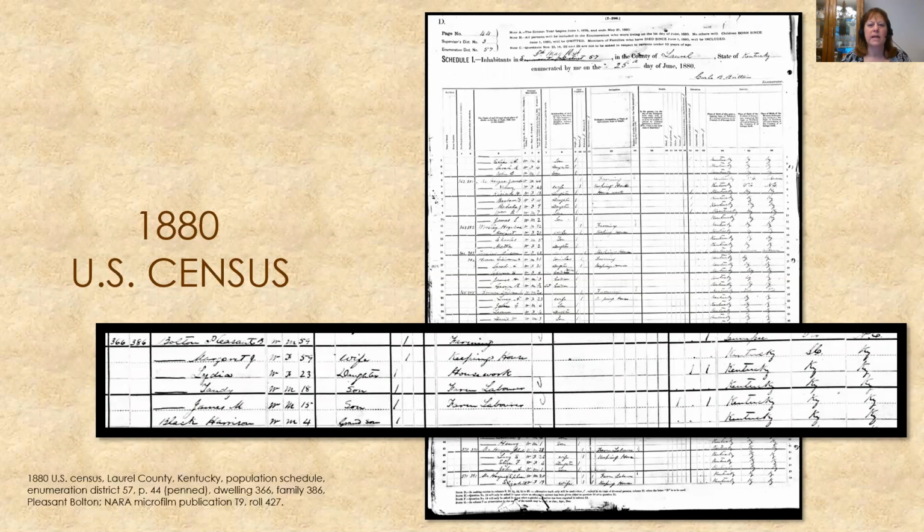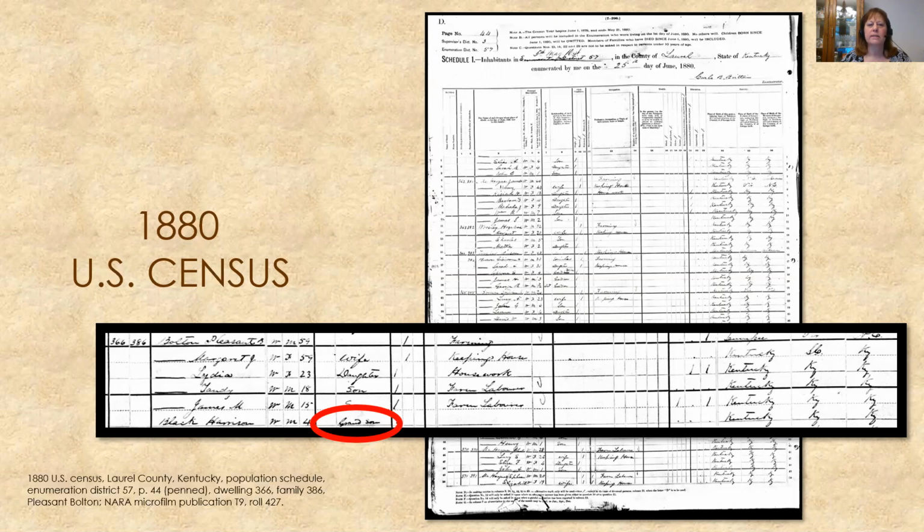Pleasant Bolton is the head of the household, enumerated with his wife, Margaret, daughter Lydia, and sons Tandy and James. There is also a male named Harrison Black enumerated in the household. In prior census records, where no relationships were listed, we would not know if he was a relative, a boarder, or even a servant. With the listing of relationship in 1880, we see that Harrison Black was Pleasant's grandson.